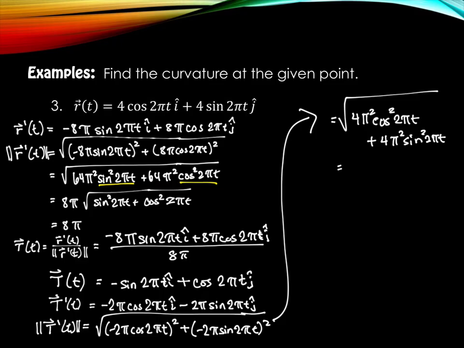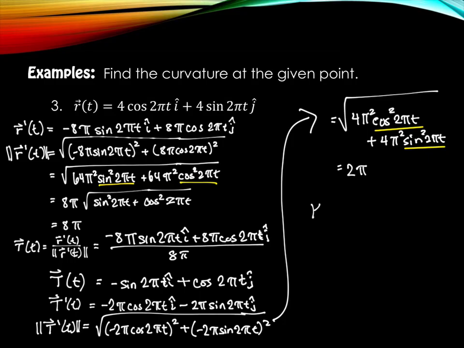Just like the last time, and we won't write it all out this time, these two pieces right here will be grouped together. If I pull out the 4 pi squared, pulling it out of the radical entirely, that will become a 2 pi. And then I have the square root of a Pythagorean identity. The cosine squared plus the sine squared is equal to 1. So this is 2 pi.